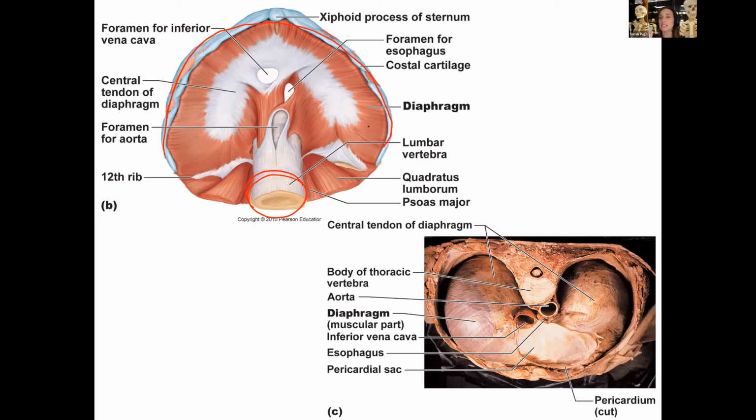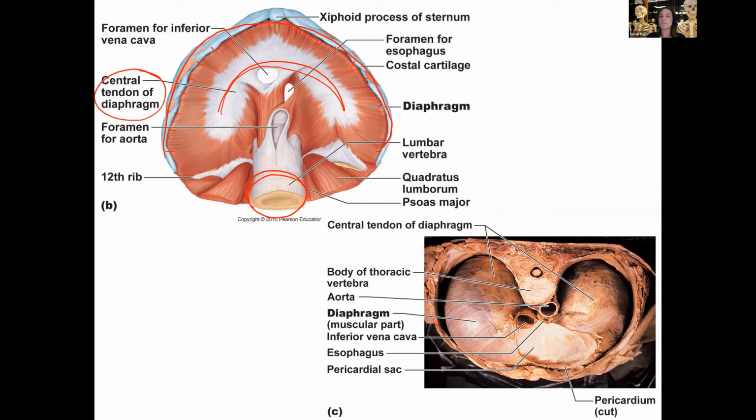One thing that's very different about the diaphragm is the origin is all over here. So it's everything that I just did in red. So it's all of like the costal cartilage and the body of the vertebrae. The insertion is this white thing right here. We call that the central tendon. So that's the insertion. That is a big difference that we find with the diaphragm compared to most muscles.